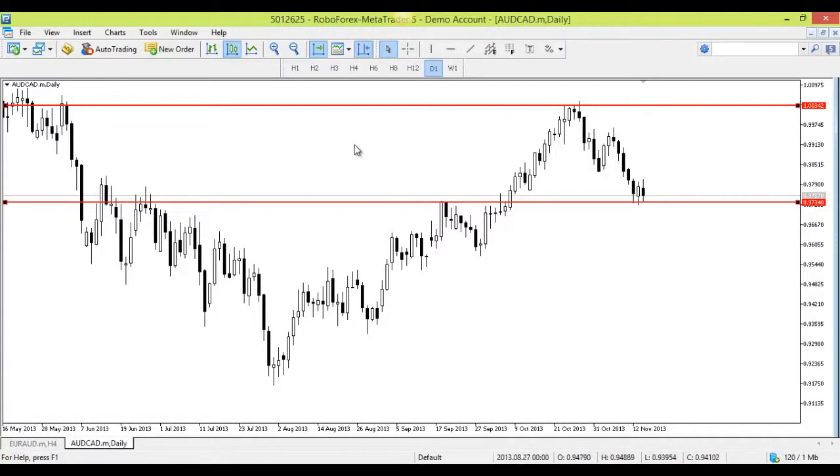I hope this has been helpful to you, to see how you can mark your key levels, and also why you don't need lots of different levels everywhere on your chart. Two levels is about right. It keeps it really clean and simple, and it's really easy to see where you want to look for trades to form.